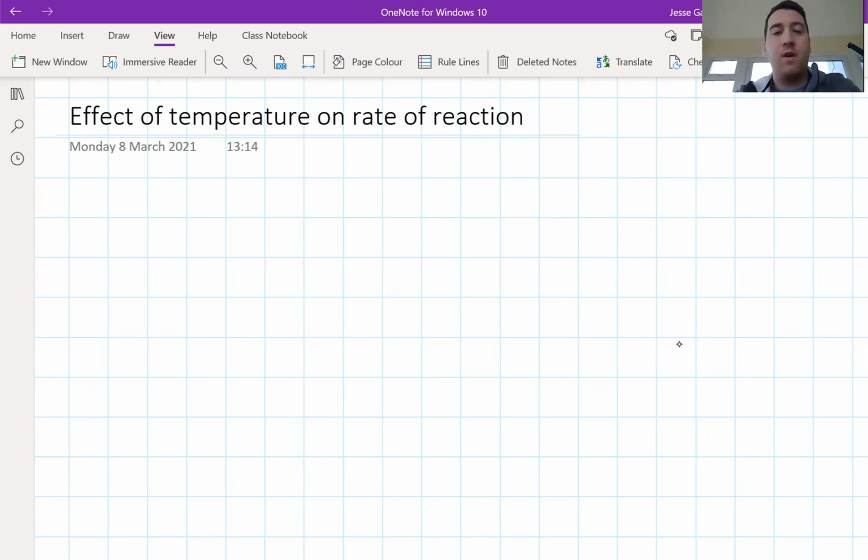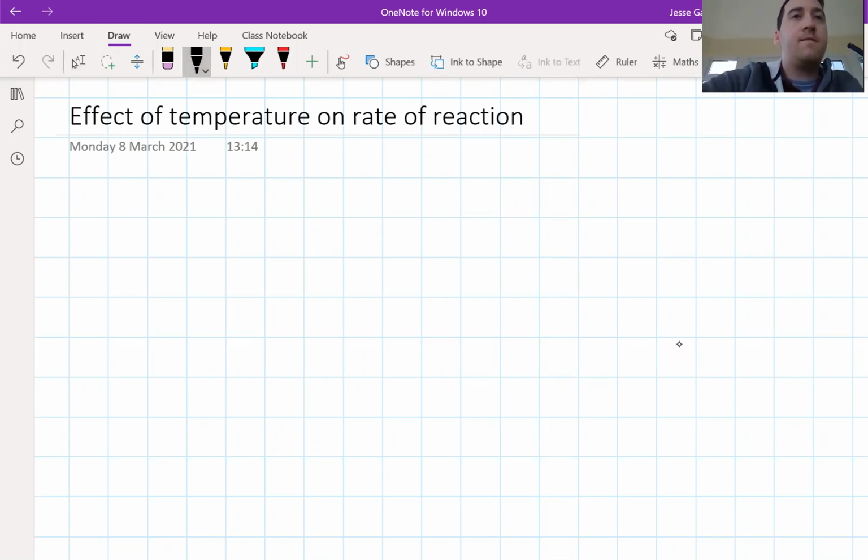In our previous video, we looked at how surface area of a substance affects the rate of a chemical reaction. In this video, we're going to look at something similar, but instead of surface area, we're going to look at how the temperature of a substance affects the rate of a reaction. So let's begin. Here is a box, a container.